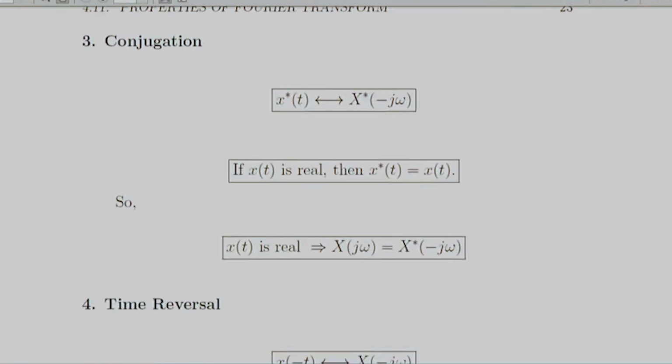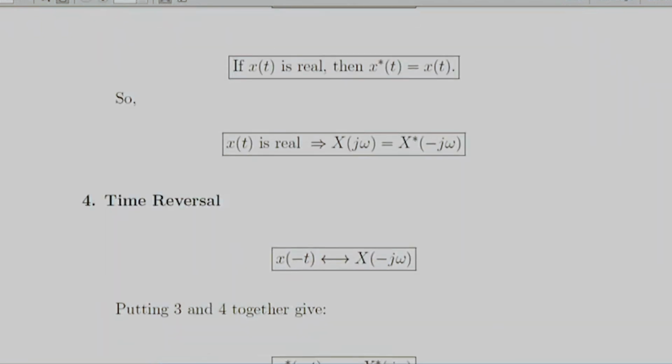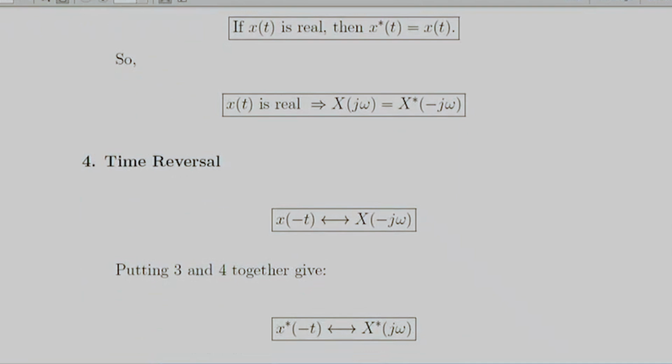Conjugation. If you take the signal x of t and conjugate it, its transform is just the transform conjugated, but reversed, flipped. So X conjugate of minus j omega. And that means that if x is real, then it satisfies this so-called conjugate symmetry property, just like the Fourier series. X of j omega, if the signal is real, will be X conjugate of minus j omega. Time reversal: you reverse the signal, then you flip the transform.